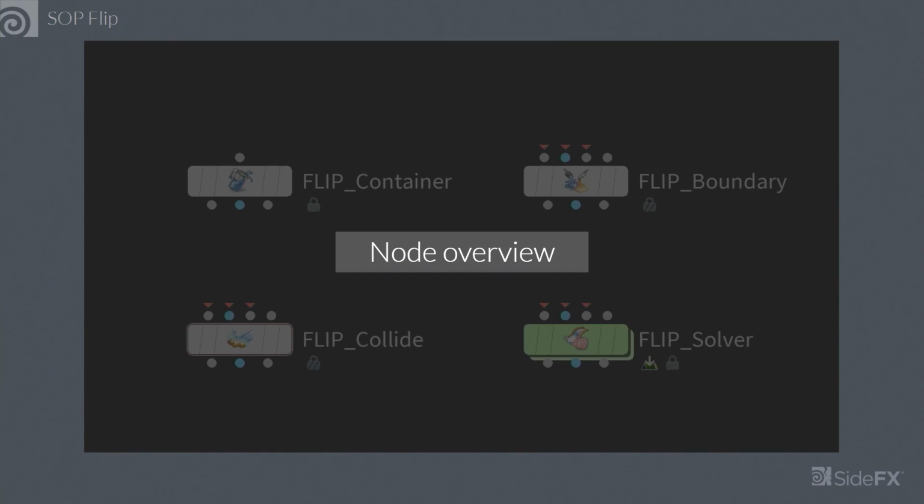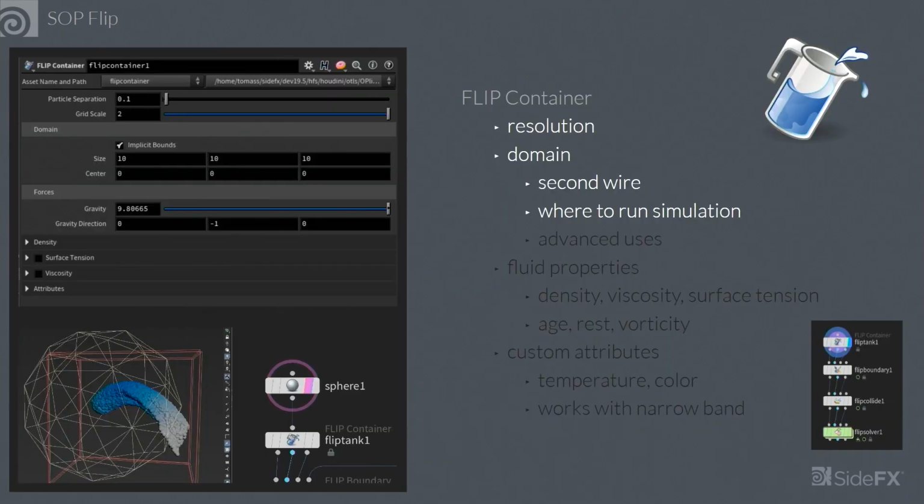Right. Let's go over the 4 main nodes, and I'll tell you what they're used for. The first one is the FLIP container. This is the place where you set the resolution for your simulation. Another main role of the FLIP container is that it defines where you run your simulation. It has 1 input. If it doesn't have an input, you run the simulation in a box, which you can set with some parameters. But if you provide a geometry, then you run your simulation inside of this geometry.